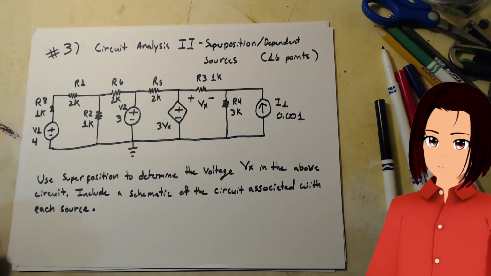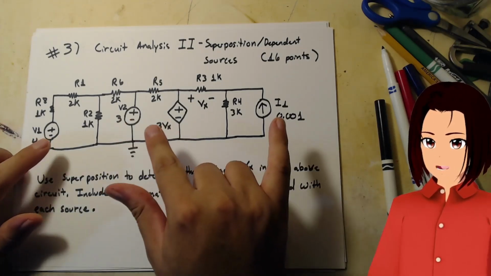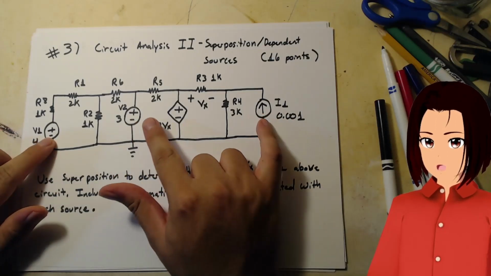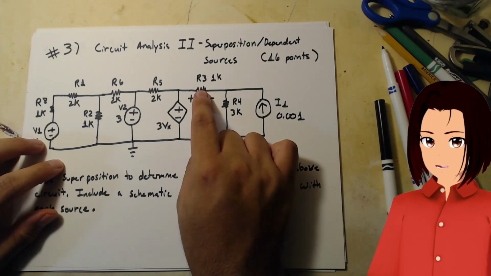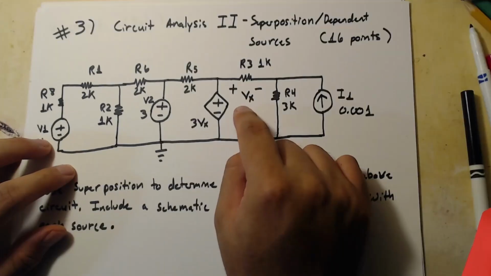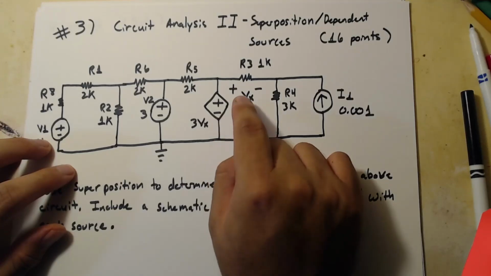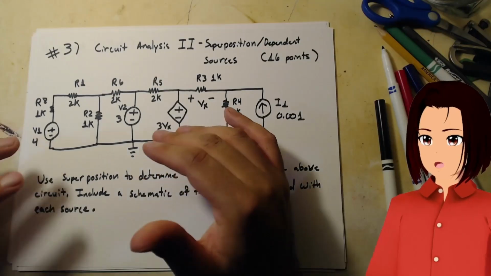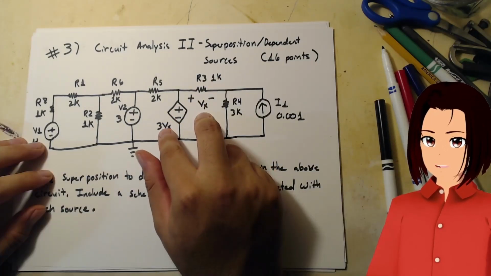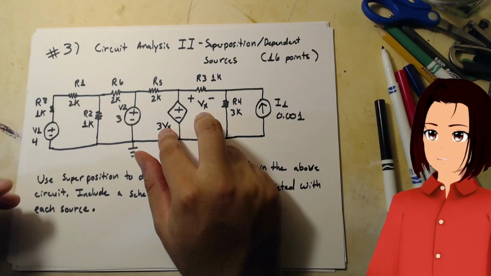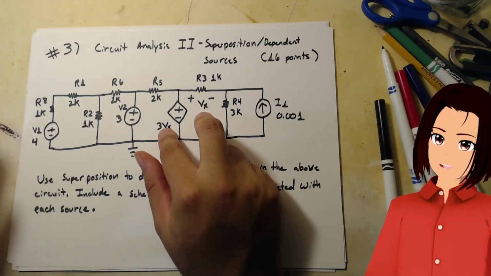So here's our circuit, and essentially the idea is that all of these sources, V1, V2, I1, are somehow contributing to the voltage across R3, which has 1K ohms. This dependent source is dependent on the voltage across this resistor. So we want to find that voltage. I think of this as some sort of extra constraints in our circuit analysis. So that's the idea, and that's how we're going to approach this.